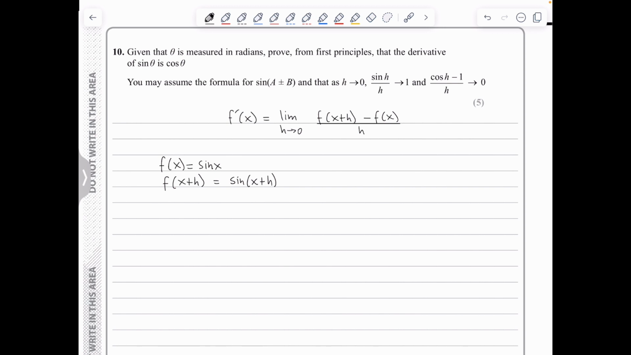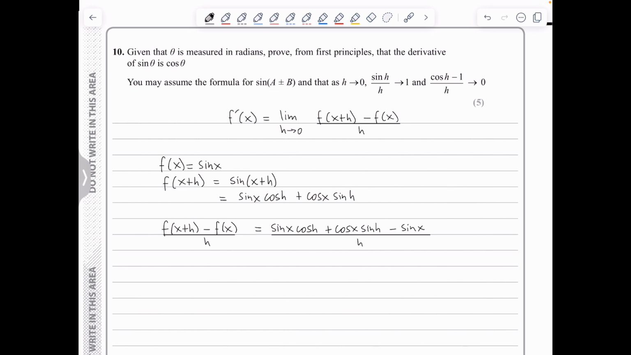So there it is. I'll be using my compound formula here to expand sine of x plus h. This is going to be sine x cos h plus cos x sine h. And therefore I can proceed in finding an expression for f of x plus h minus f of x over h. So this is going to be sine x cos h plus cos x sine h minus sine x, and all of it over h.